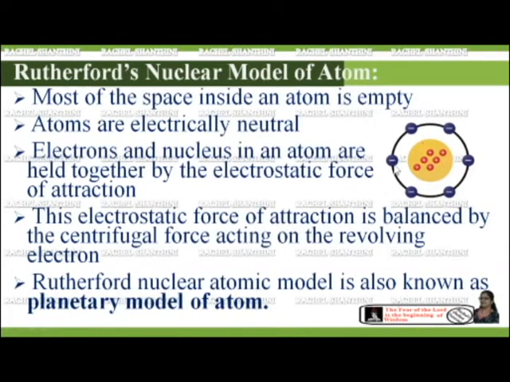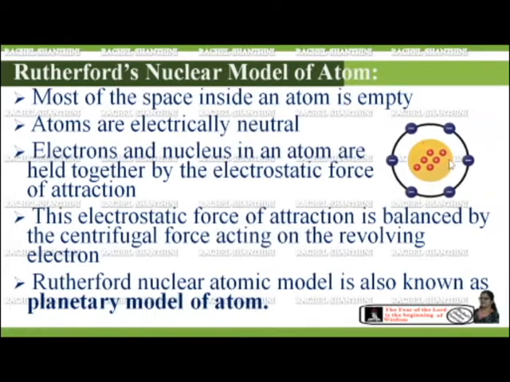Atoms are electrically neutral since the total negative charge on the electrons is equal to the total positive charge on the nucleus. So, atoms are electrically neutral. Electrons and nucleus in an atom are held together by the electrostatic force of attraction. The electrostatic force of attraction between electrons and the nucleus is balanced by the centrifugal force acting on the revolving electron. Since all the positive charge of the atom is concentrated in a very small region called nucleus, the size of the nucleus is extremely small when compared to the size of the atom.